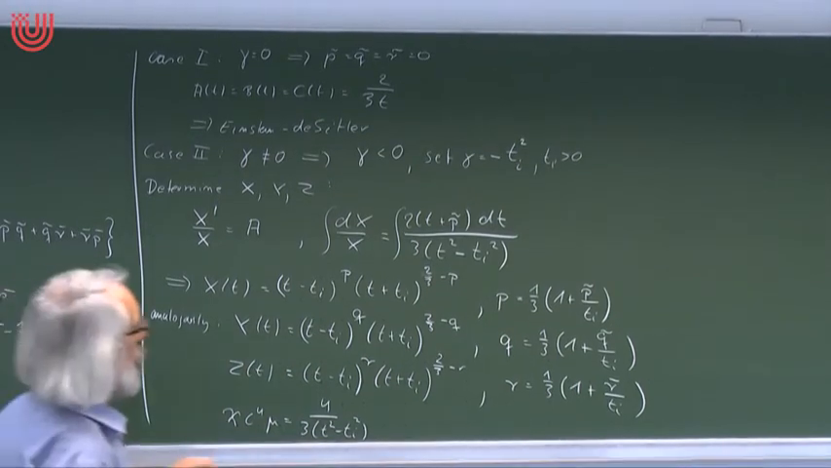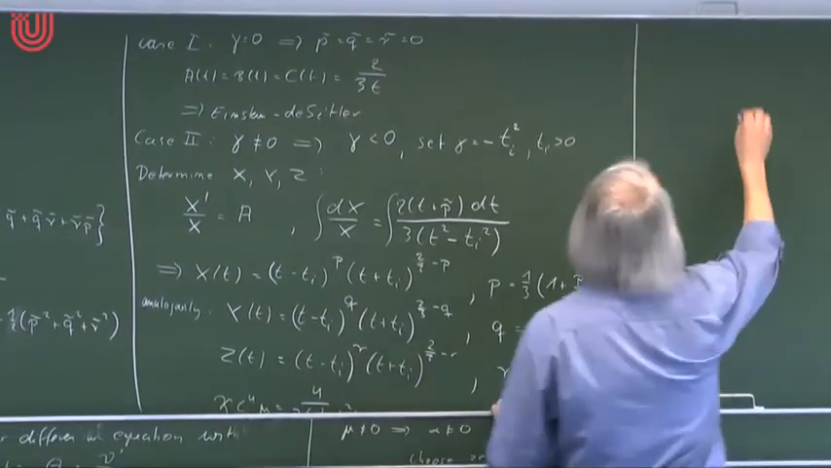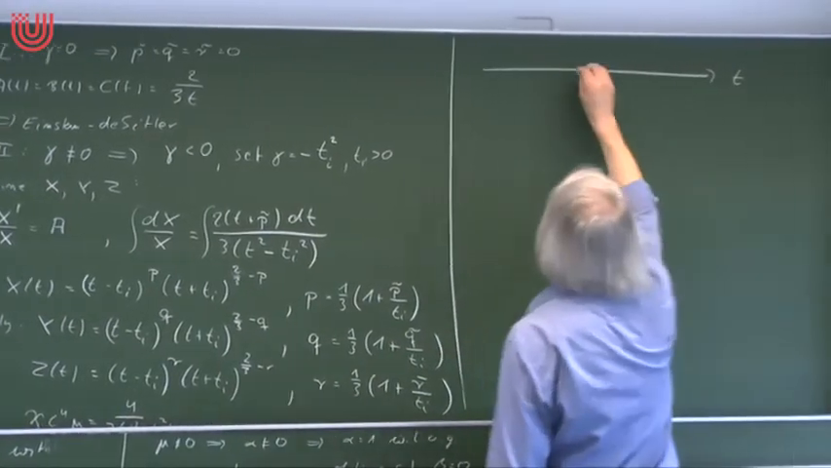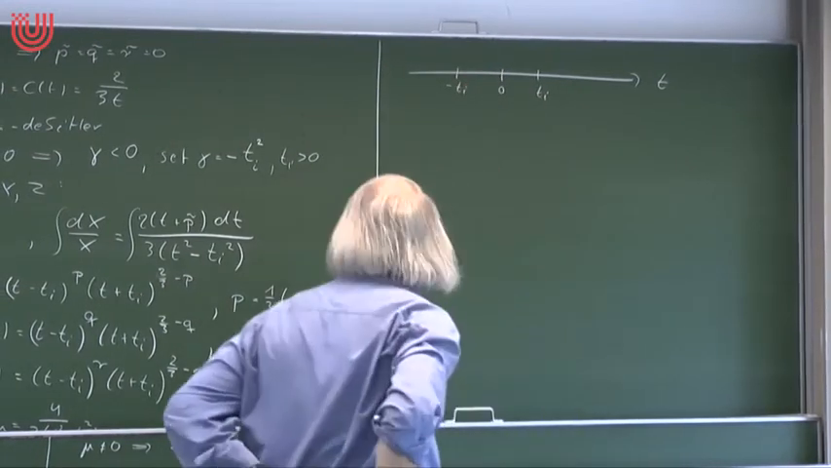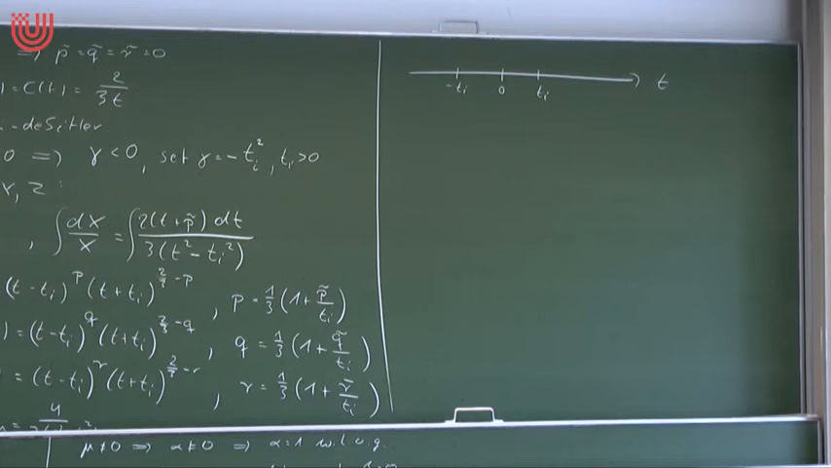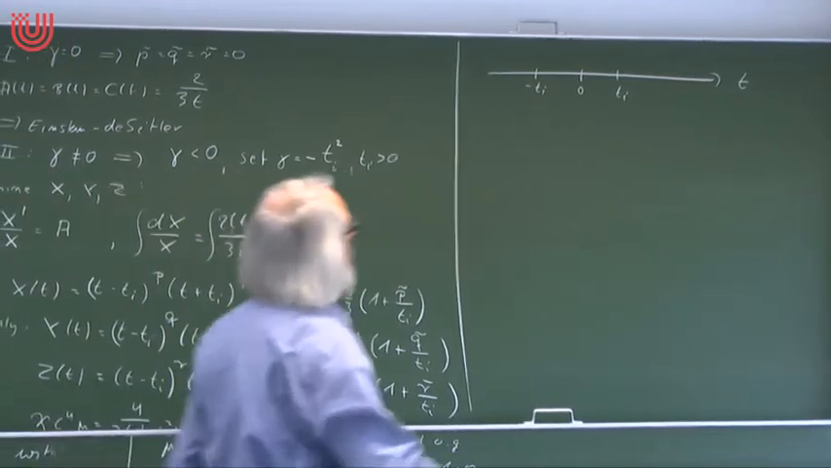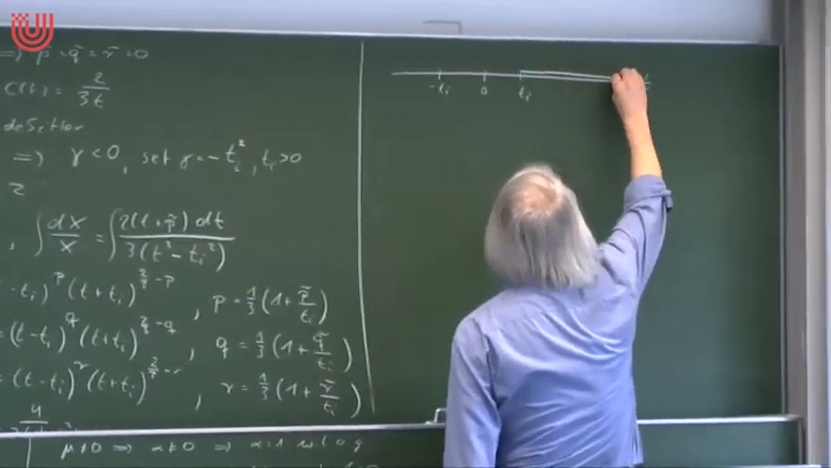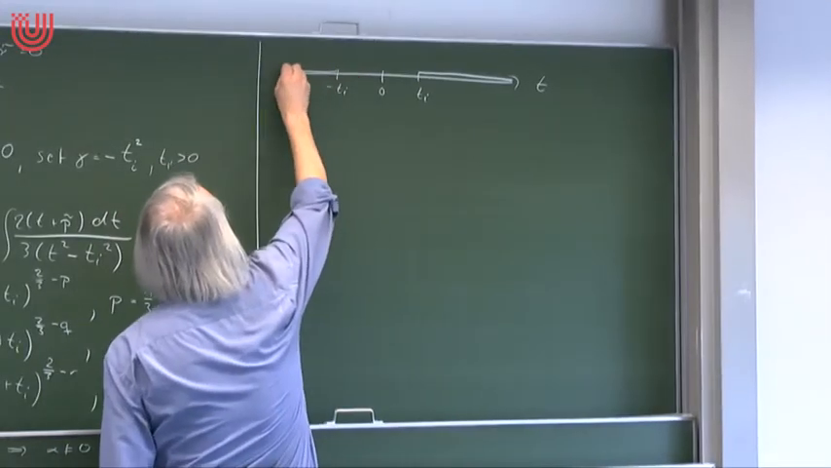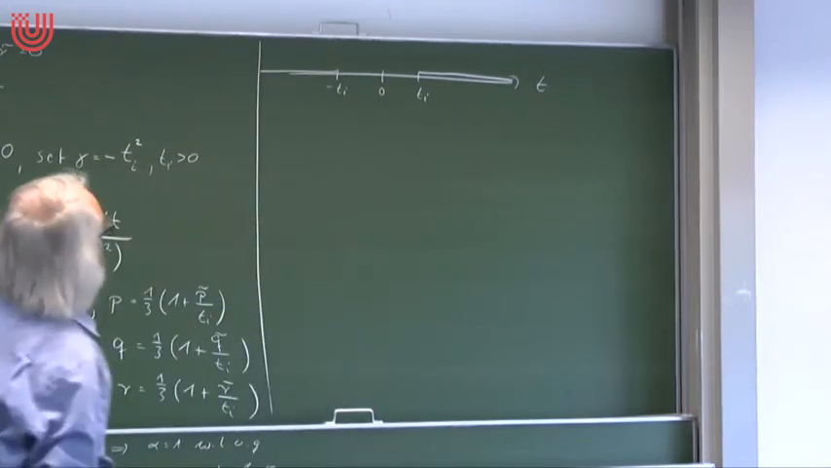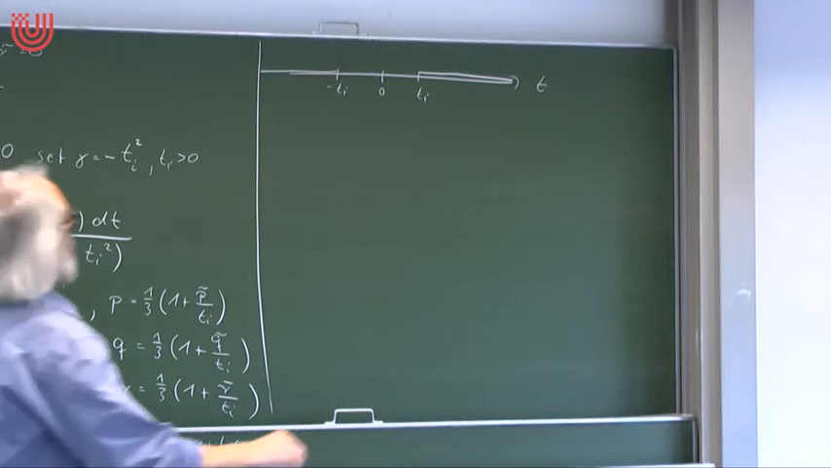So ti is positive. So if we have here our time axis, then we have here the 0, here we have ti, and here we have minus ti. And we see that we have, so to speak, two universes, two possible solutions found. One starts with a Big Bang at ti and goes to infinity. So this is one universe. And another one goes backwards from minus ti, so it has a big crunch at the time minus ti, and it starts at t equal minus infinity. So here we have a big crunch.